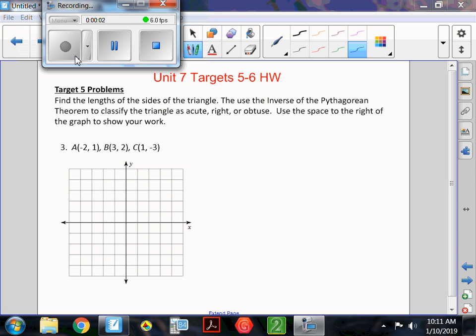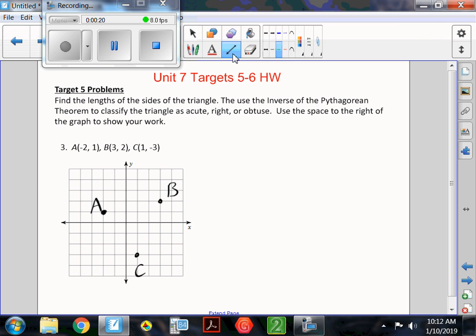This is number 3 in the targets 5 and 6 worksheet. I'm going to plot these 3 points. A is at -2, 1. B is at 3, 2. C is at 1, -3. Draw that triangle.